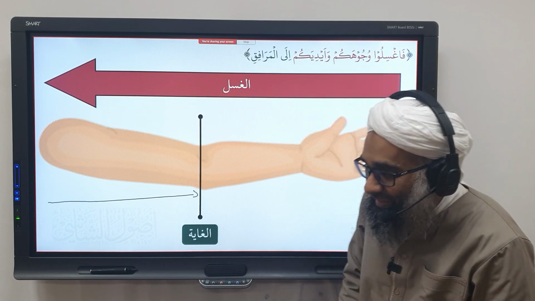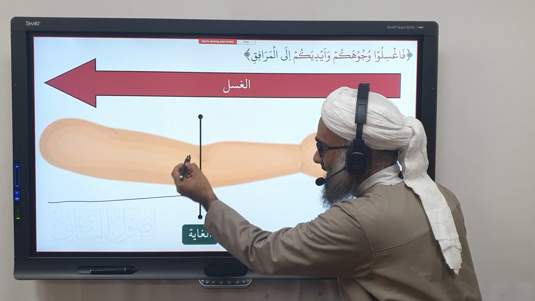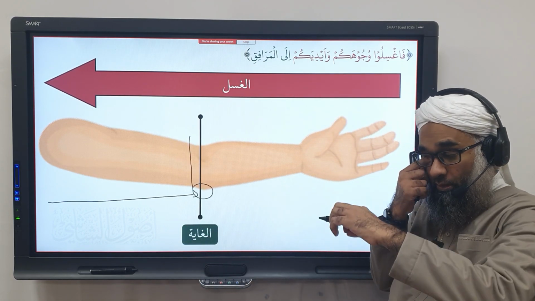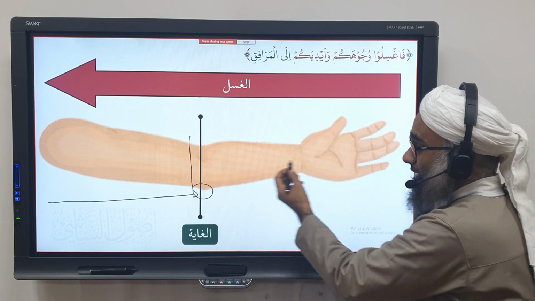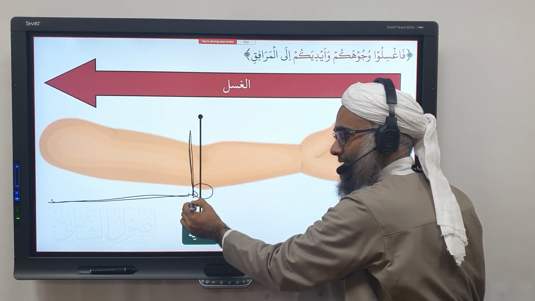So when you're doing isqat, in this situation we say, well, you did isqat, now we say isqat till here, the elbows will be included. So we're saying here that the faghsilu will then include up to the elbows, because you're dropping off everything up to the elbows here.